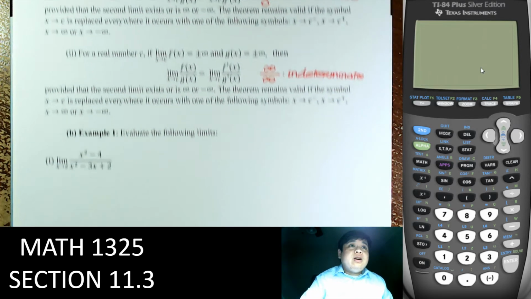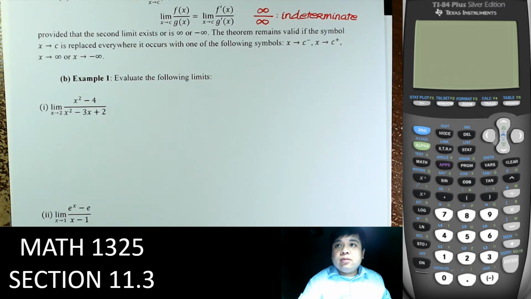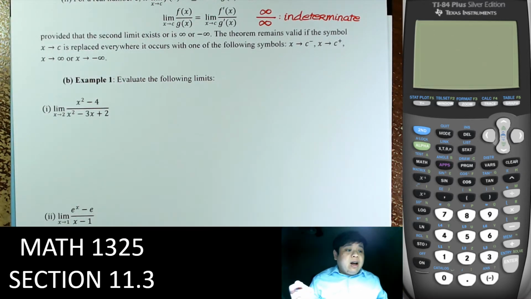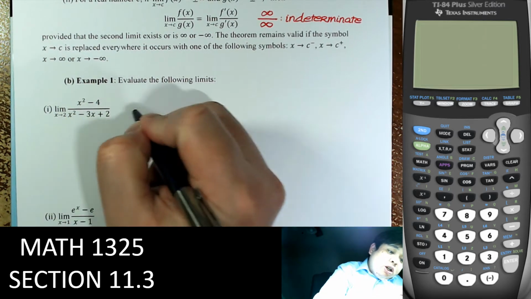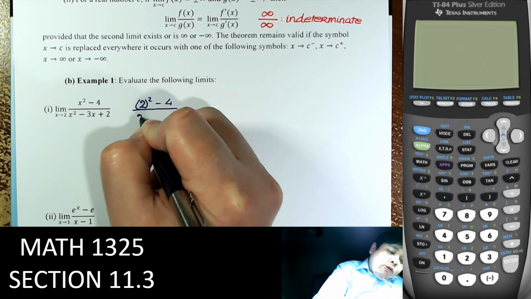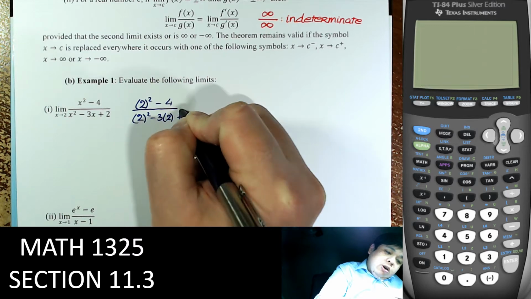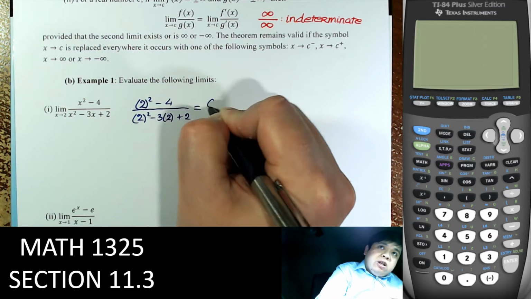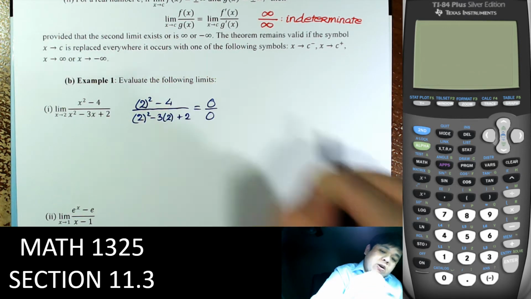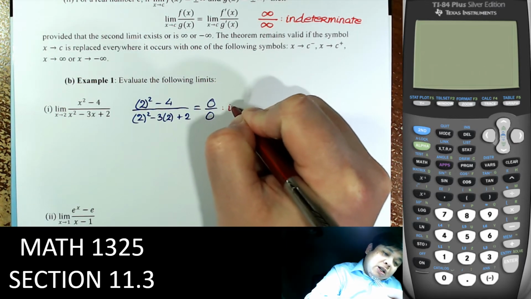Right, then let's look at the first example. Right here we have this. Of course, the first rule of finding limit is put in the numbers. See what happens if I put in 2 squared minus 4 over 2 squared minus 3 times 2 plus 2. Alright, the top we have 4 minus 4, 0. The bottom 4 plus 2 minus 6 is 0. So that's a check. So this is in indeterminate form.